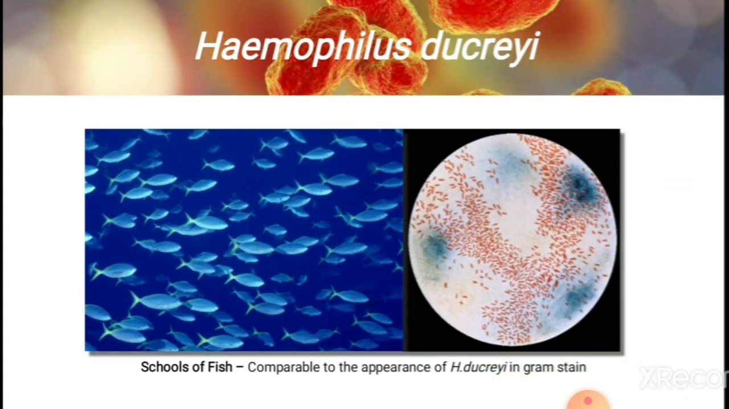So this is what it looks like under the microscope. So the schools of fish. This is comparable to the appearance of our Haemophilus ducreyi in a gram stain.